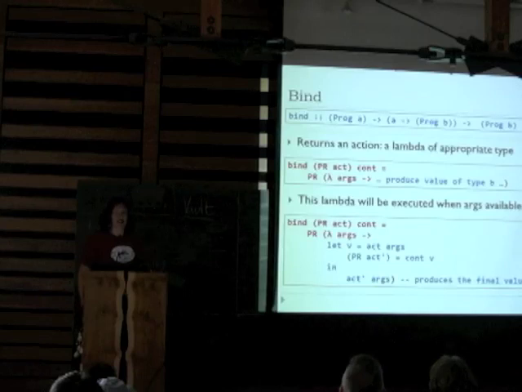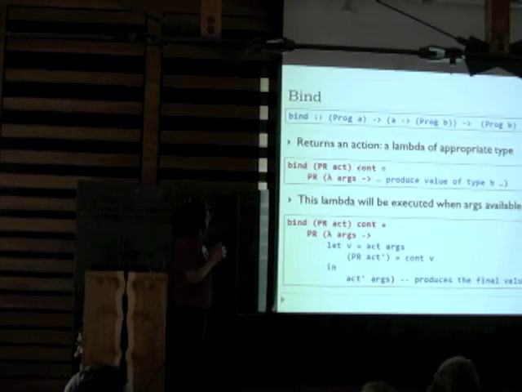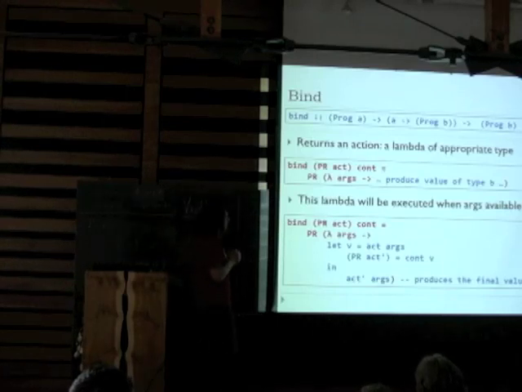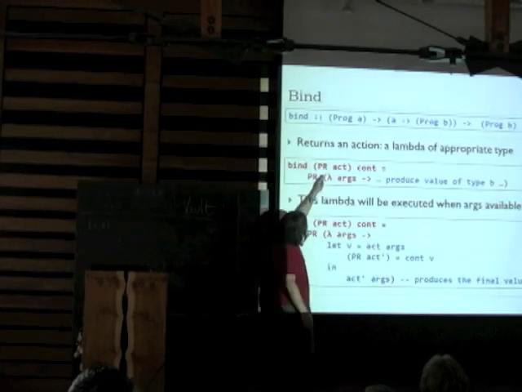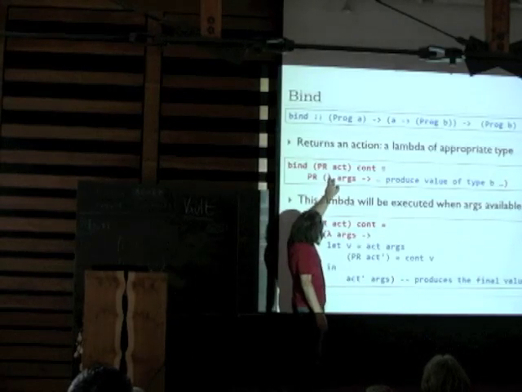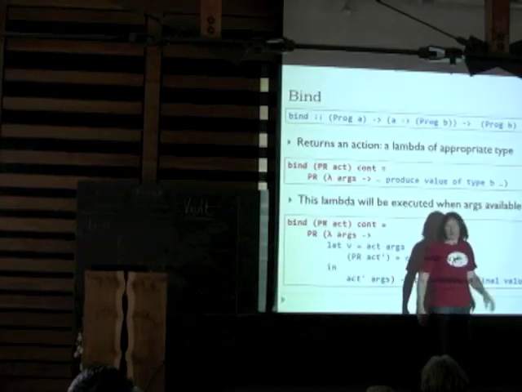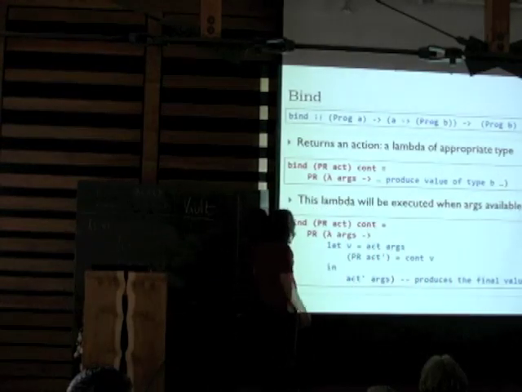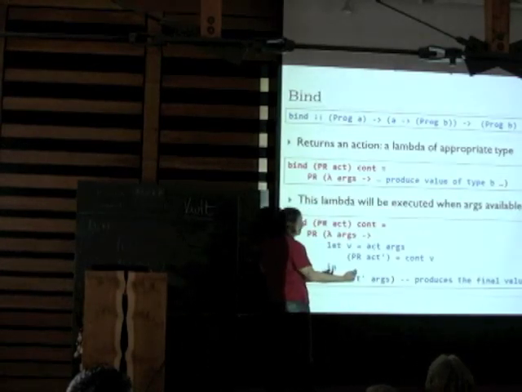So how do we construct this bind? And this is the heart of the problem. We start with this: the bind should return an action. Since it has to return an action, it will actually return a lambda. An action is a function that takes arguments and produces some value of type B, and this forms an action that will be returned by bind.